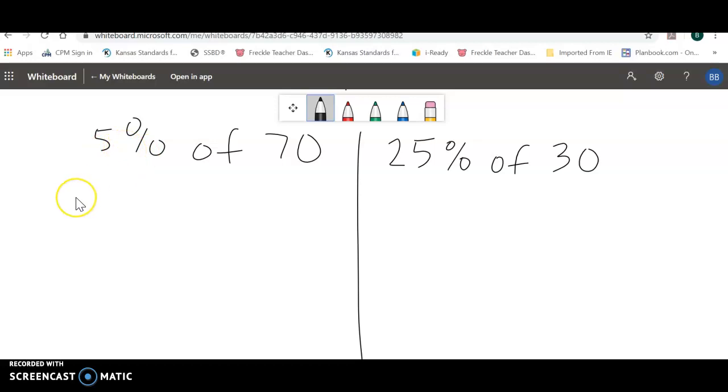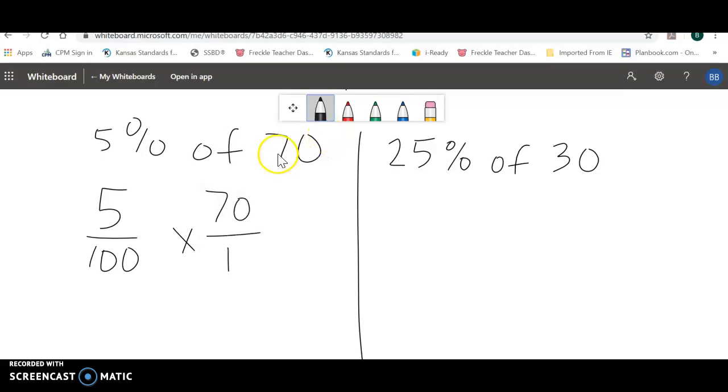So let's change 5% into a fraction. As I talked about before, percent means out of 100. So it's 5%, which means 5 out of 100. You're going to multiply. We want this to be a fraction so that it's easier for our multiplication. So I'm going to change 70 into 70 over 1. If this was a 20, it'd be 20 over 1. If it was 80, it'd be 80 over 1. So you're just changing whatever number you have to be over a 1 so that we can multiply these fractions a little easier.